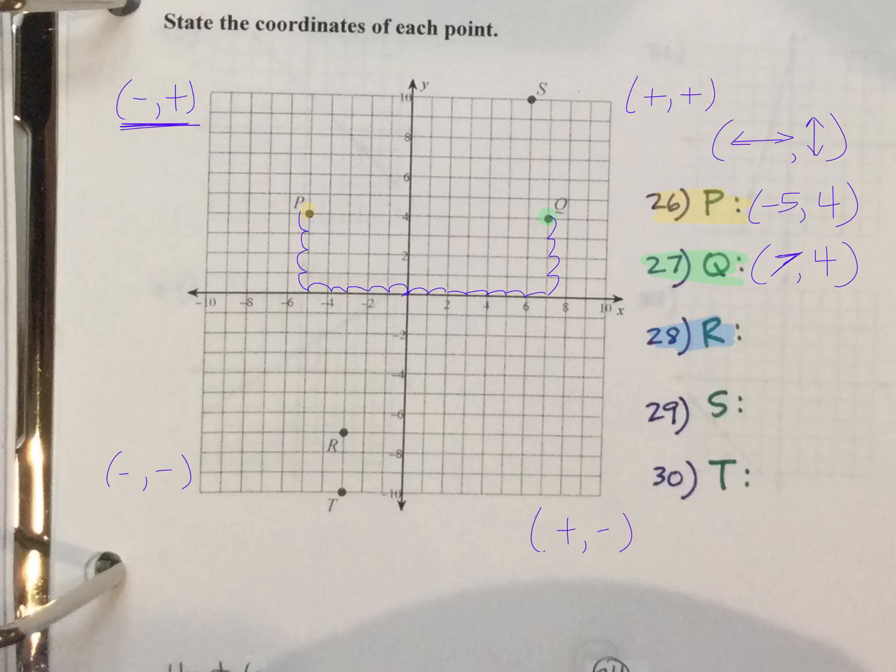R is right here. It's going to be negative, negative. So I got to go 1, 2, 3. So I went negative 3. Now I got to go negative again. 1, 2, 3, 4, 5, 6, 7. Negative 7.